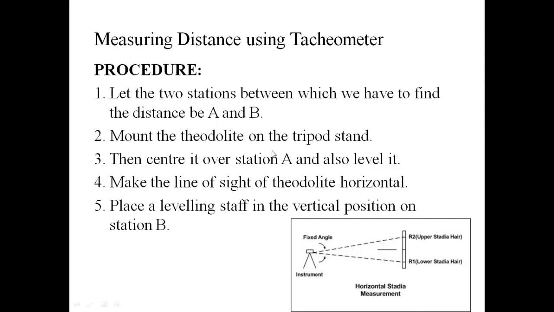The procedure for measuring distance using a tacheometer is as follows. Number one, let the two stations between which we have to find the distance be A and B. Mount the theodolite on the tripod at station A, center it over station A and also level it. Then make the line of sight of the theodolite horizontal. This is called the line of sight, a horizontal line of sight. Place a level staff in the vertical position on station B. This is station B.